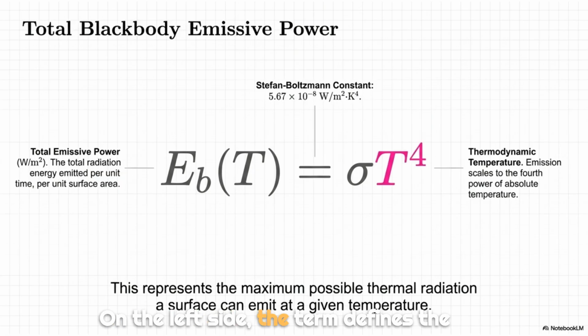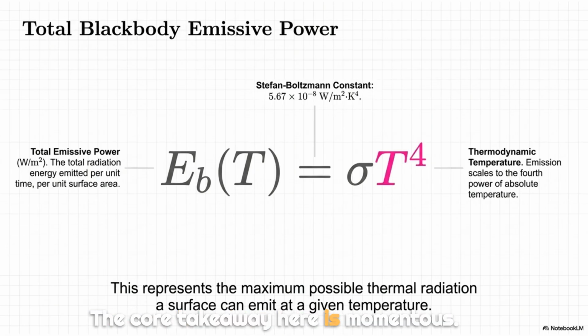On the left side, the term defines the total emissive power, measured in watts per square meter. This is the total rate of radiation energy emitted per unit time, per unit surface area, across all wavelengths. Moving to the right side of the equal sign, the first term represents the Stefan-Boltzmann constant, a precise physical constant valued at 5.67 times 10 to the minus 8th watts per square meter Kelvin to the 4th power. Finally, the highlighted pink term defines the absolute thermodynamic temperature, which is raised to the 4th power.